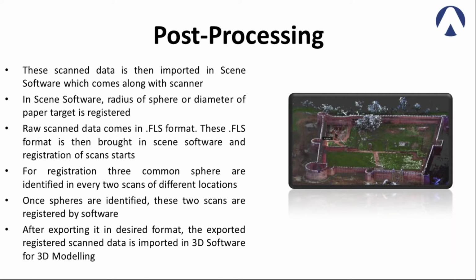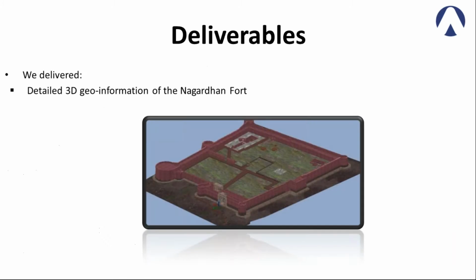When you do post-processing, you will get the point cloud data. Point cloud data has to be imported in the 3D softwares. For Revit, you create a Revit model. It becomes a building information model. That model you can take in 3ds Max, you can render and generate a walkthrough. We have seen the first walkthrough at the beginning of the presentation.